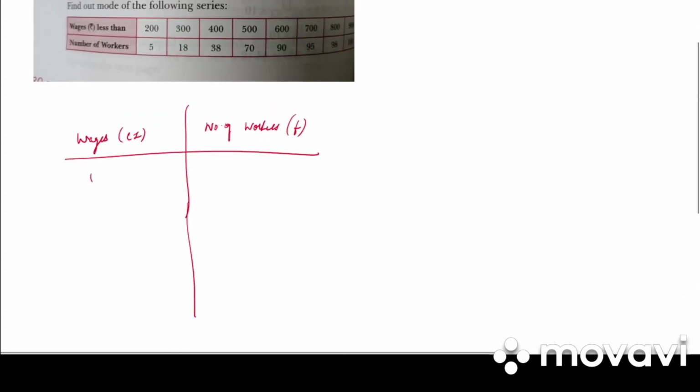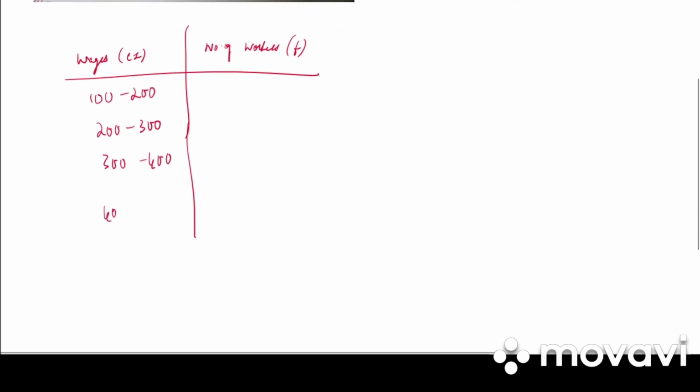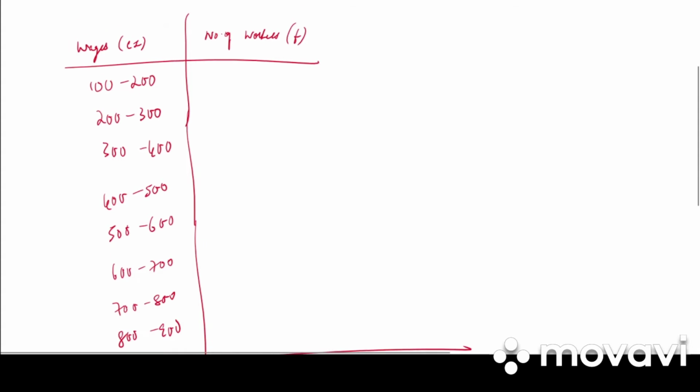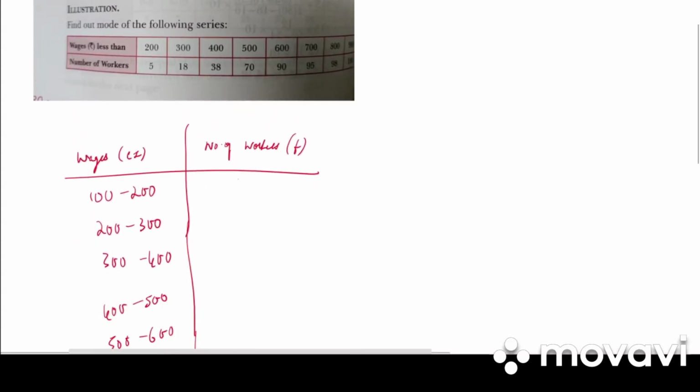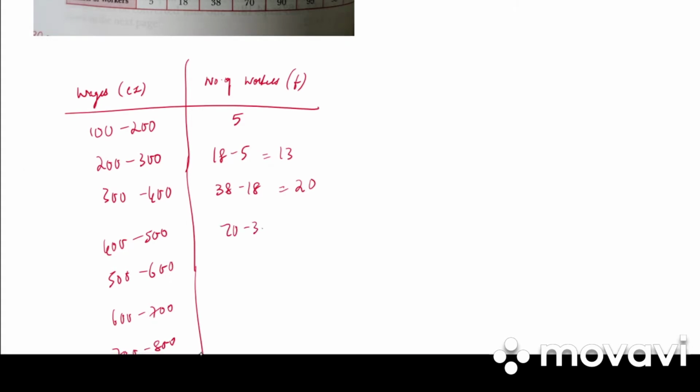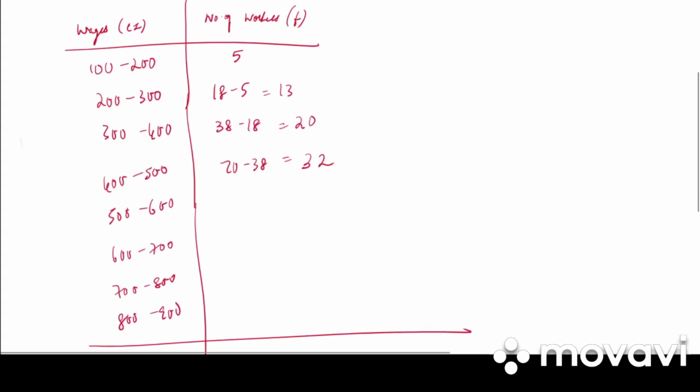So first one is less than 200, so 100 to 200, 200 to 300, 300 to 400, 400 to 500, 500 to 600, 600 to 700, 700 to 800, 800 to 900. Frequency, first one will be as it is, that is 5. Then we have 18 minus 5, 13. 38 minus 18, 20. 70 minus 38, 32.